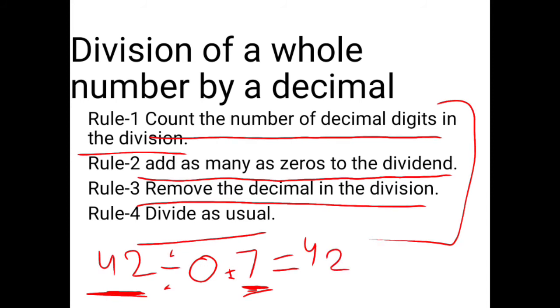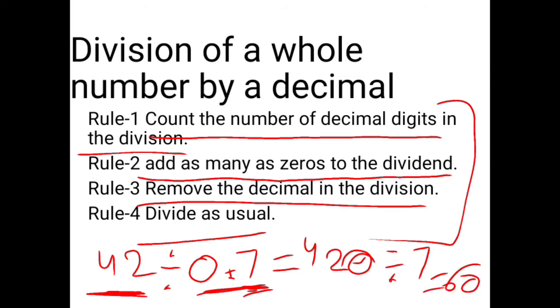It becomes 42, then decimal 0. Okay, sorry, not decimal, 420. And then remove the decimal. We are removing this decimal. Then it becomes 7. Now you can directly solve. What we got? We got 60 as the answer.